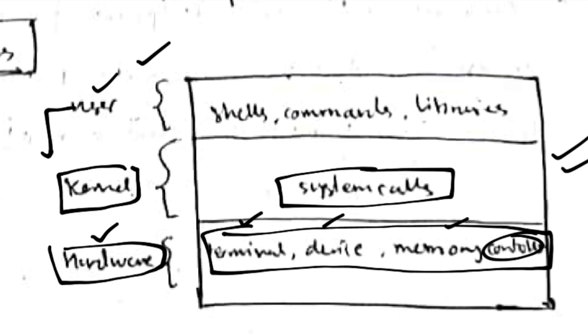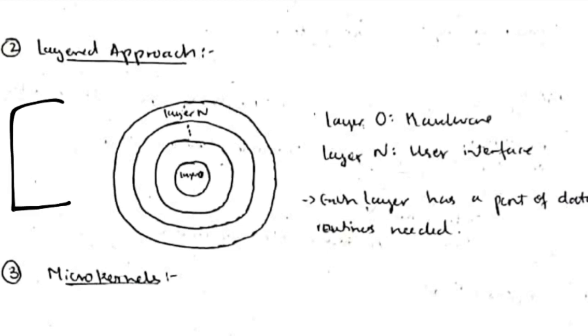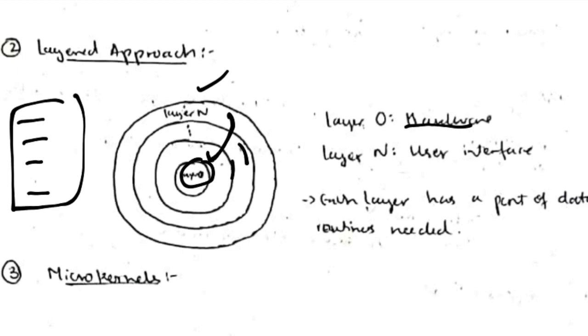Okay, the second one is the layered approach. In the layered approach, a large amount of code is divided into many layers, so that the core layer is the hardware and the top layer is the user interface. Whenever the user wants to access the core data, it will pass through many layers, and each layer will hold part of the data and the routines needed. In this way it's much more organized to handle any errors which happen. We'll know exactly in which layer it has happened, so it will be easy to debug the error also.